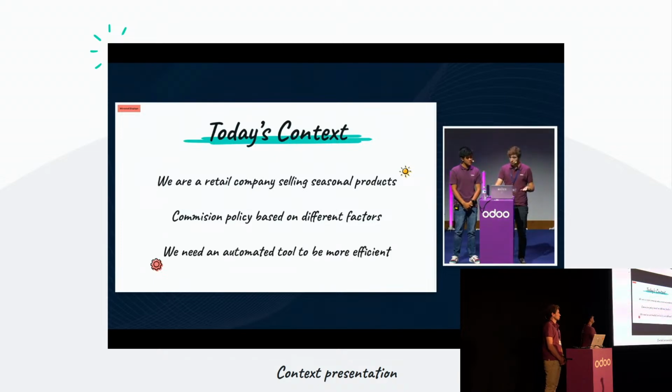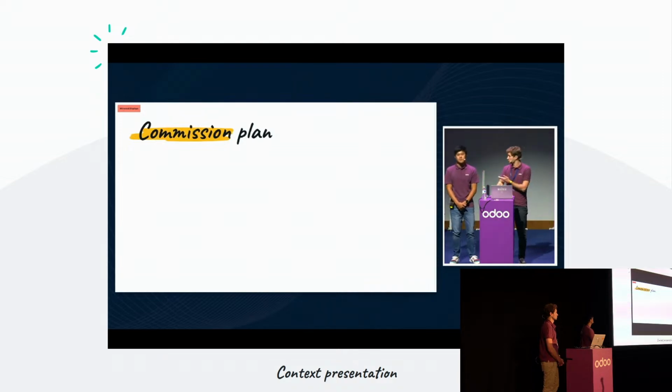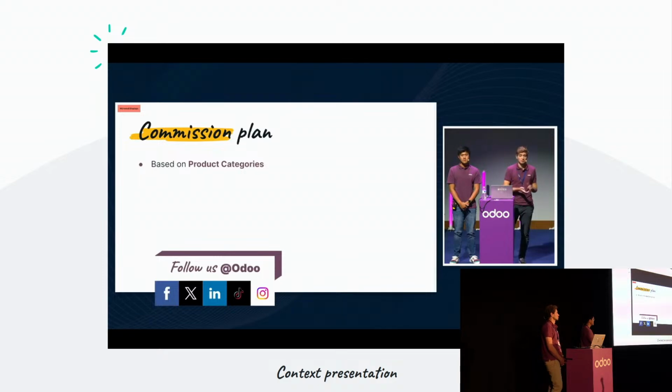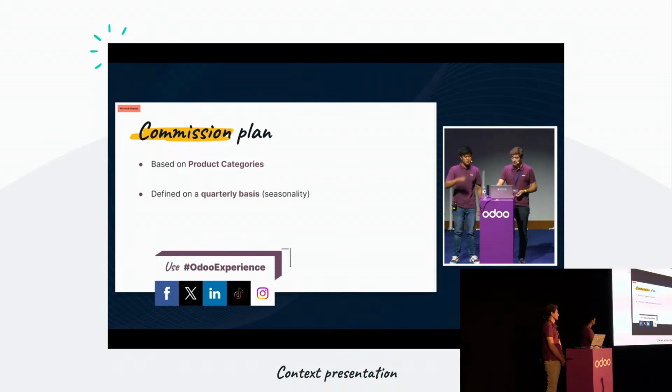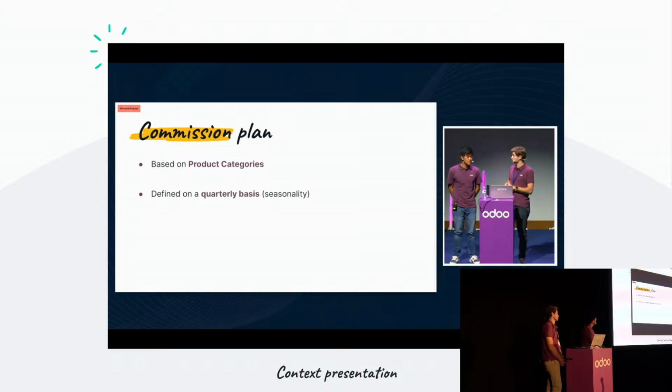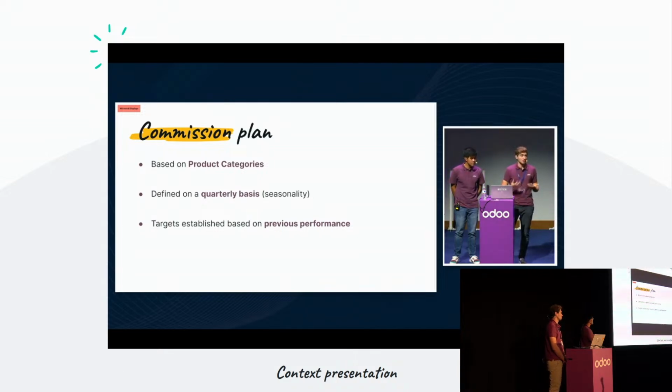So let's go to this commission plan that we designed together to see actually what we put into it. First of all, as we explained, we are selling different categories of products that are seasonal by nature. So it's only natural that our commission policy would also be based on these product categories, and also on a quarterly basis to reflect the seasonality of our products. So we'll define a target per product category and per season, all right? Those targets, how do we define them? Well, we don't want to invent targets that are coming out of the blue and are not in touch with reality.